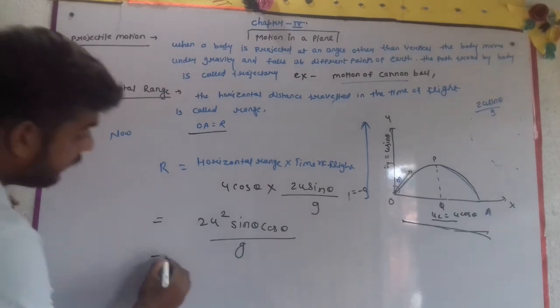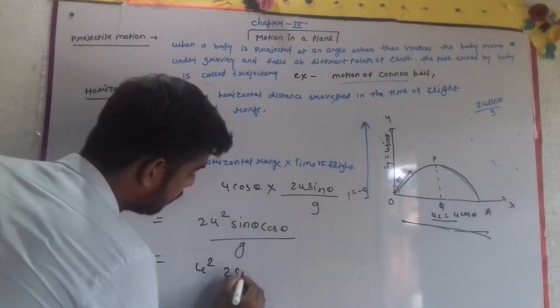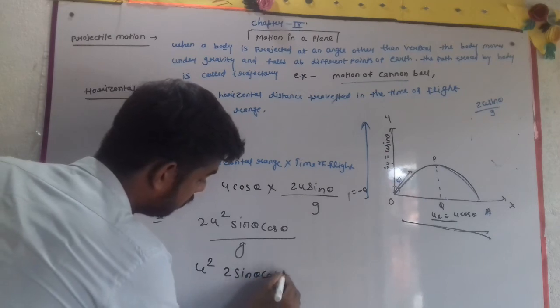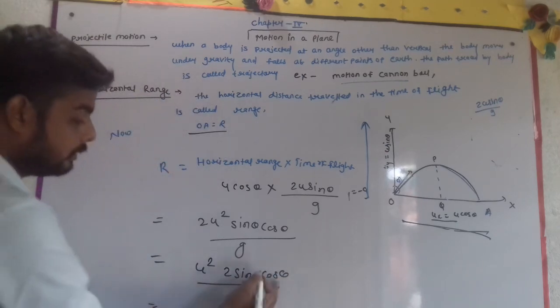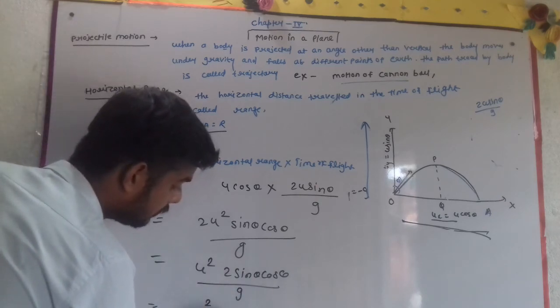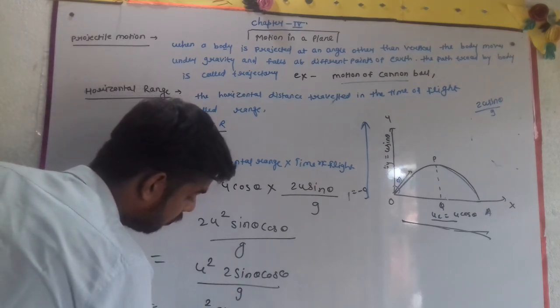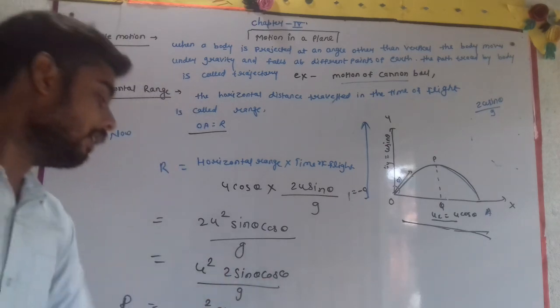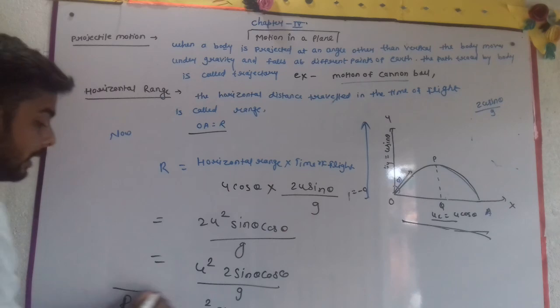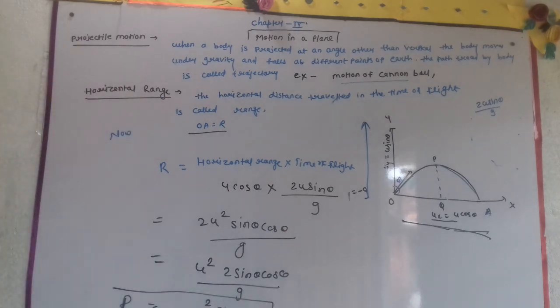So we can write it as u square into 2 sin theta cos theta upon g. So this will be u square sin 2 theta upon g, since sin 2 theta equal to 2 sin theta cos theta. So range R will be u square sin 2 theta upon g. This is our required horizontal range.